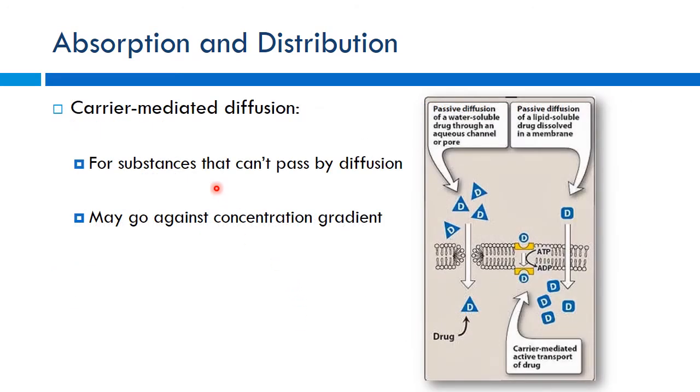You can also have some other means of getting drugs across. A lot of times drugs may be lipophilic, but they may be very, very large molecules. That makes it very difficult for them to cross these membranes. And so in some cases you may have carrier-mediated diffusion of certain substances, meaning that you'd have a particular transporter that would be able to cause the molecule to cross the barrier without actually having to go through the lipids themselves.